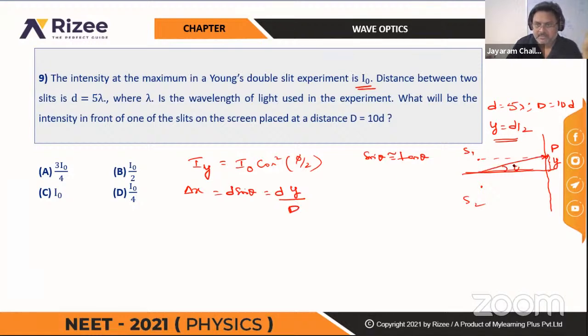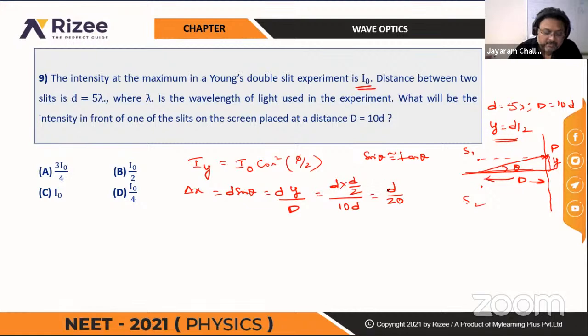This is your theta. So y by capital D, I have replaced this: small d into y by capital D. But what is the y value? It is d by 2. Capital D is 10d. So d into d by 2 by 10 times d, which is equal to how much, sir? This is going to be d by 20.